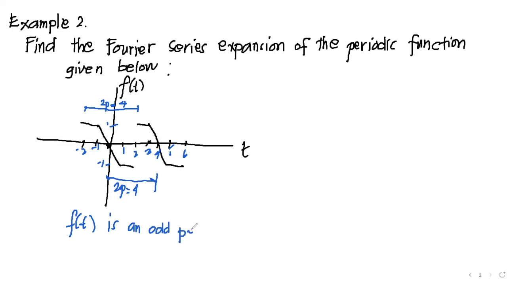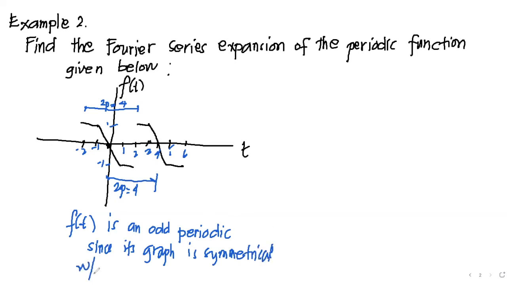Since this is a special case, f of t is an odd periodic function because the graph shows that it is symmetrical with respect to the origin. And because of that, two of the Euler constants are 0. And what are these Euler constants?